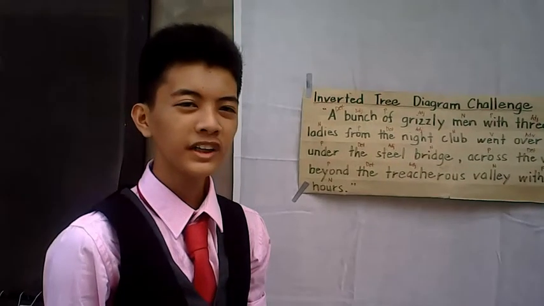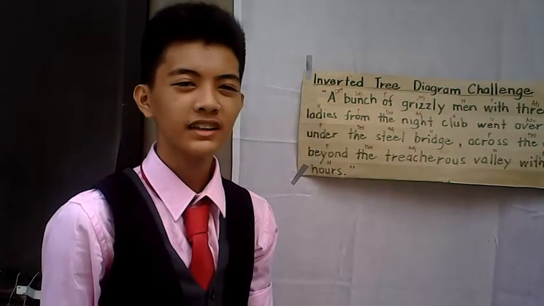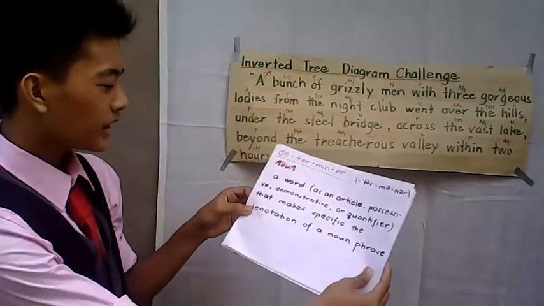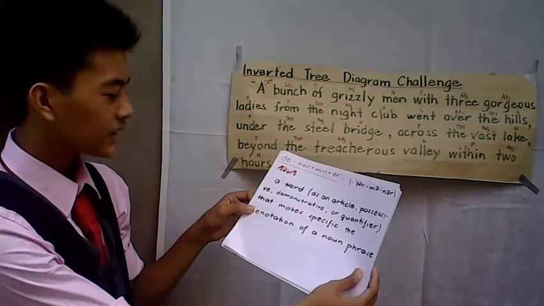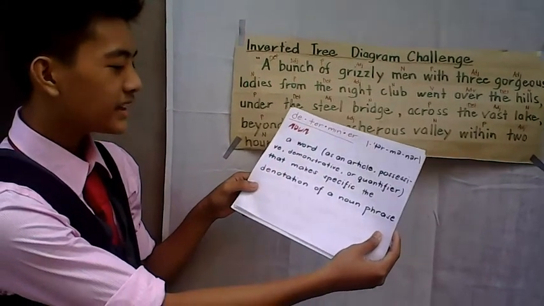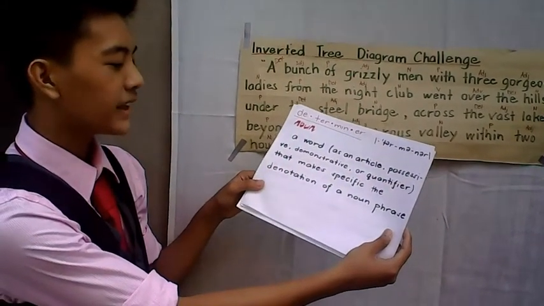Before we continue, I have here the definition of the forms of the word that we discussed. We have a determiner. A determiner is a word such as an article, possessive, demonstrative, or quantifier that makes specific the denotation of a noun phrase.